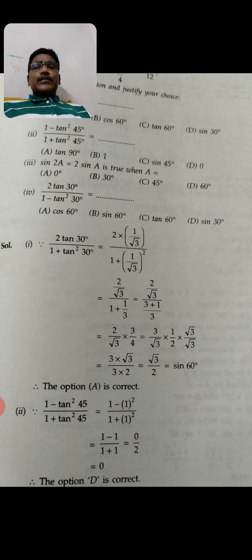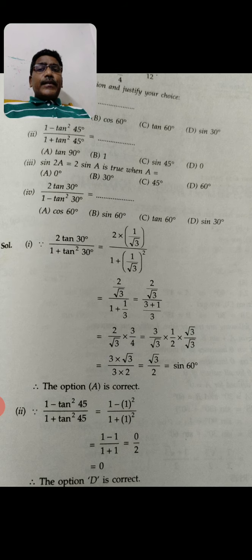Here also you are substituting the value of tan 30 from the table, that is 1 by root 3. I mean 2 into 1 by root 3. In the denominator you observe 1 plus tan square 30, again 1 upon root 3 whole square. So by opening the brackets, 2 upon root 3. In the denominator 1 plus (root 3 square is 3 only), so 1 upon 3. So 3 1 is 3 plus 1. So 2 upon root 3 upon 4 upon 3. So 4 upon 3 comes to the numerator, it becomes inverse, 3 upon 4.